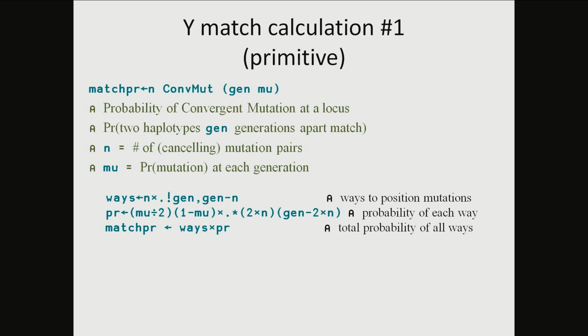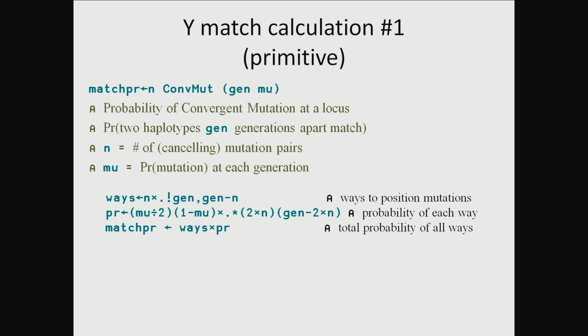So I wrote a little function, the primitive function, to calculate the chance that two men match for a specific value gen of the generations between them, and a specific value n of the number of pairs of mutations between them, 0 on up, such as 0 pairs.